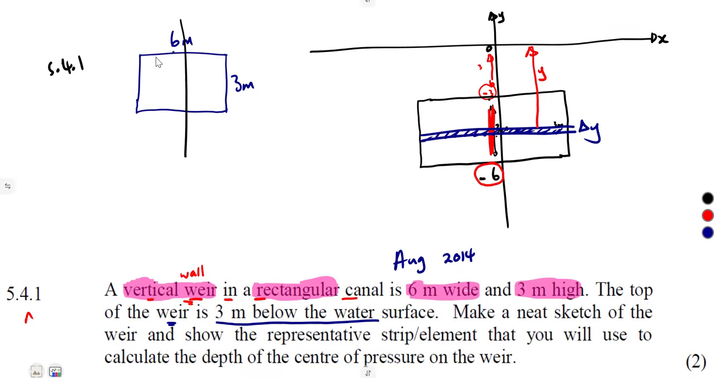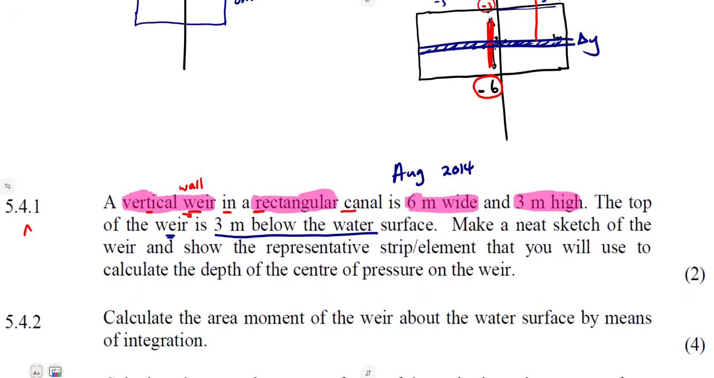In our case, the top is subdivided into two parts. So 6 divided by 2, that's 3 meters here, 3 meters here. The horizontal distance from here to here is 3, and this is negative 3. So along the x-axis, the corresponding value is 3, the horizontal distance. Therefore, the equation of the line is x is equal to 3. Here they're saying, make a neat sketch that you use to calculate the depth.